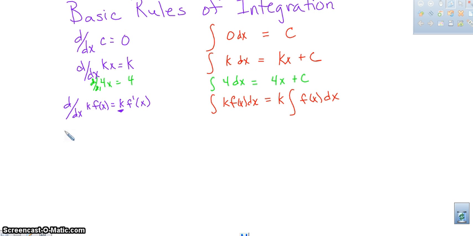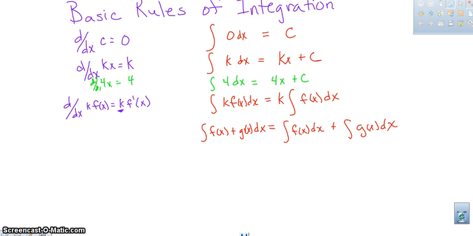Okay, I'm just going to stick with these because these two are kind of basic. If you have f of x plus g of x dx, like you're adding two functions together, when you integrate them, you can make that the integral of f of x dx plus the integral of g of x dx. So you can break them up into two parts.